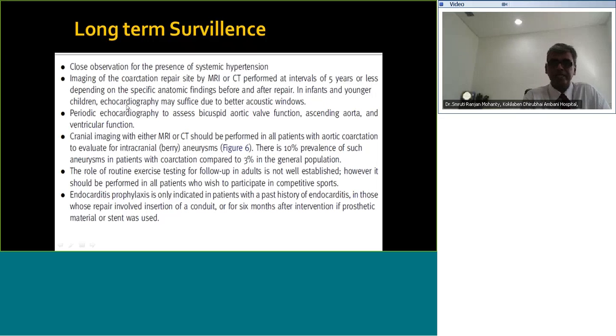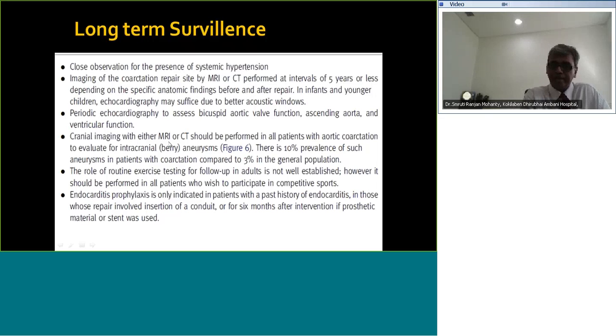In infants and younger children, echocardiography may suffice due to better acoustic windows, but what is important is that some kind of imaging, definitely by echo, and if echo windows are not good, then by MRI or CT, has to be done on a regular basis to know what's happening to the coarcted segment. Periodic echocardiography should be done to assess bicuspid aortic valve function, ascending aorta, and ventricular function.